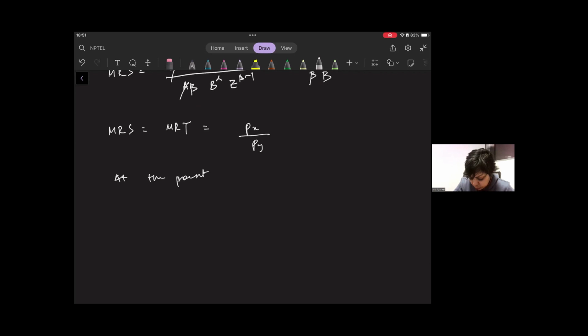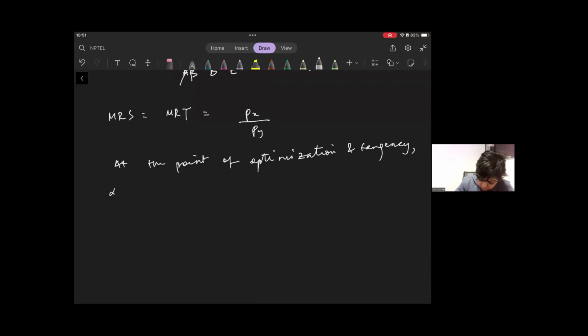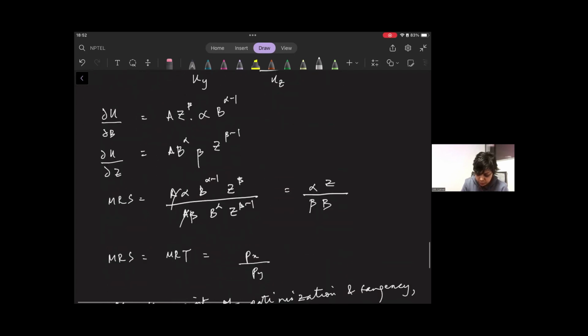optimization, and you can say tangency, you have this expression which we just calculated for MRS of Z upon beta B is equal to PB by PZ, right? Because that is what it says, MRS equal to MRT. Okay, let's keep it like this. What is PB? 12 and PZ is 10.